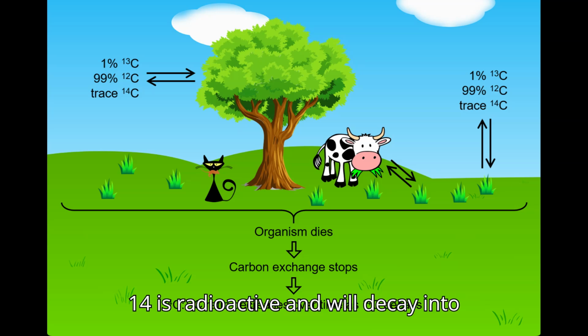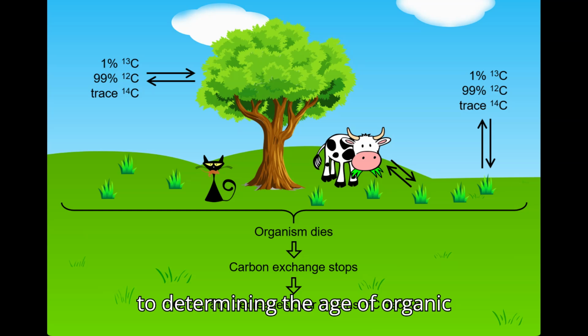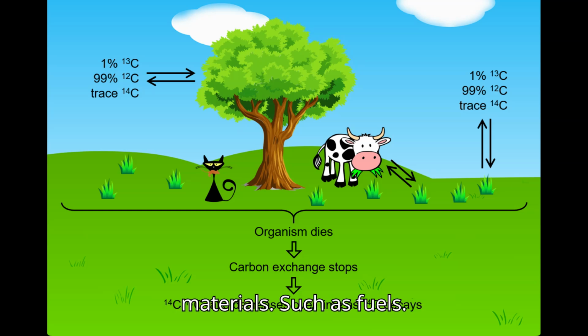Carbon-14 is radioactive and will decay into nitrogen-14. The rate of decay is constant, so it can be used as a clock to determine the age of organic materials, such as fuels.